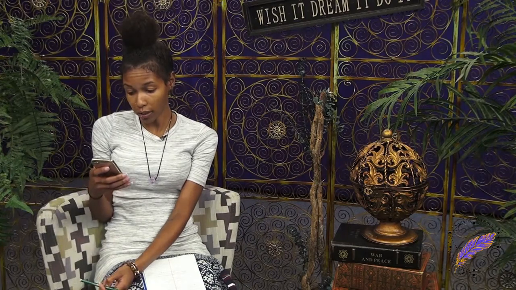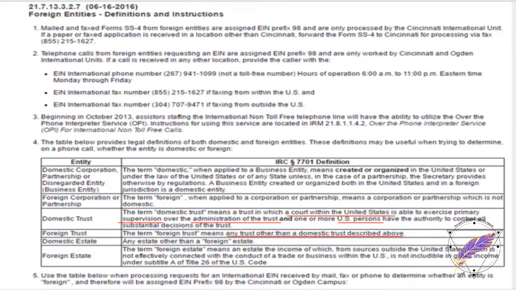I want you to scroll down. There's a box that says definition, and then it says entity, and it describes what a foreign trust is. Okay, it means any trust other than a domestic trust described above. That's the only definition that they have. But let's break this down even further as to what a domestic trust is, okay?